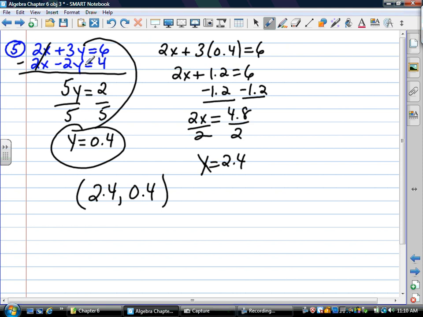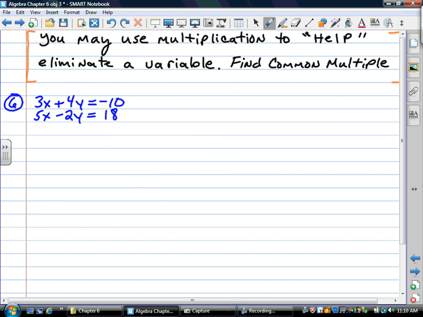4.8 minus 8/10 is going to be equal to 4. So it works. Okay. Now we move on to another type of problem. Notice the little note up top here says, you may use multiplication to help eliminate a variable.